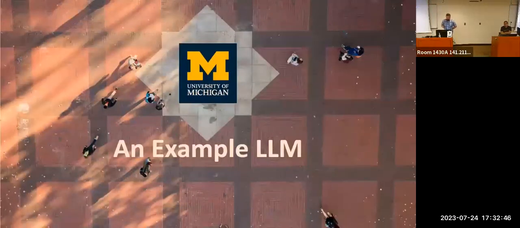Let's talk through an example of a large language model. I think most people here have played with ChatGPT or Bard at this point. I think pretty much everybody has. Yes, just nods will be fine. Okay. Yep. Most people have.